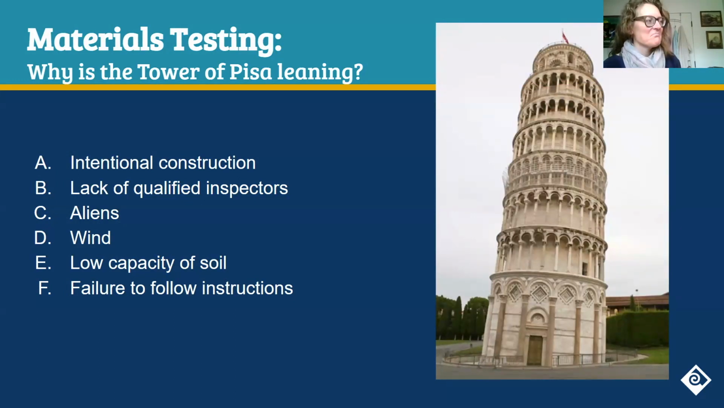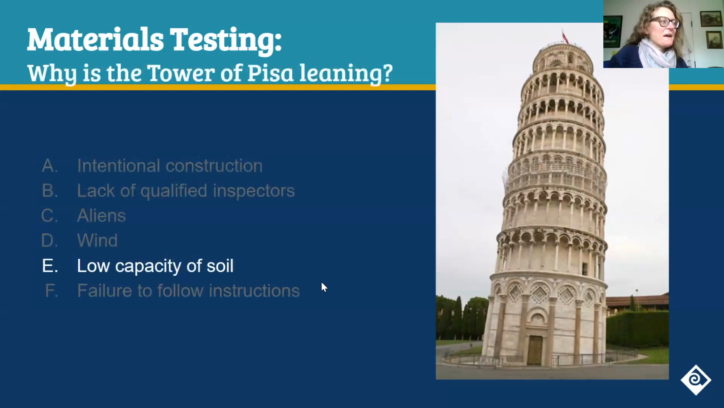Okay. For sure, aliens. I mean, you never know. E, low capacity of the soil. Okay, so it's not aliens, it's the low capacity of the soil.